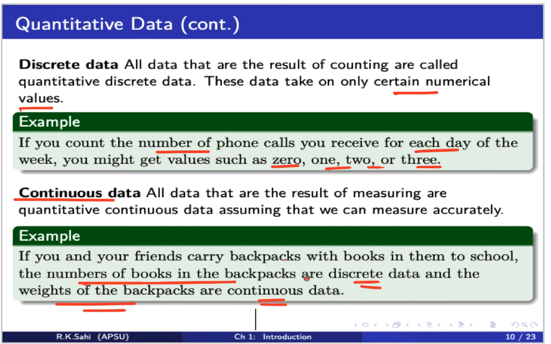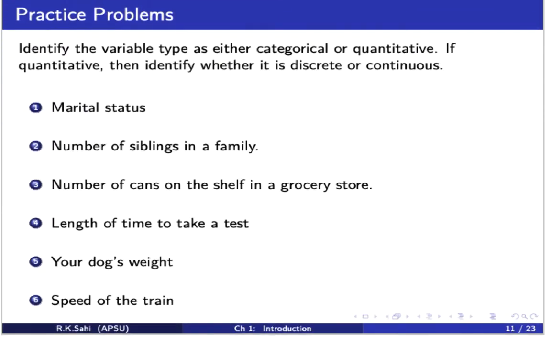Now, let's go ahead and do some practice problems here. We would like to identify the variable type as either categorical or quantitative. Now, when I say the word categorical, it also means qualitative. You can think of it that way also. Now, if I have a quantitative variable, can it be discrete or continuous? So let's look at marital status. Clearly, it's a categorical variable.